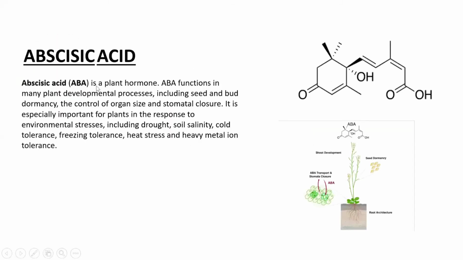Abscisic acid is a plant hormone. ABA functions in many plant developmental processes, including seed and bud dormancy, the control of organ size and stomatal closure. It is especially important for plants in the response to environmental stresses, including drought, soil salinity, cold tolerance, freezing tolerance, heat stress, and heavy metal ion tolerance. During stress conditions, it helps the plant cope with the environmental changes. So it is very helpful for the plant in that way.